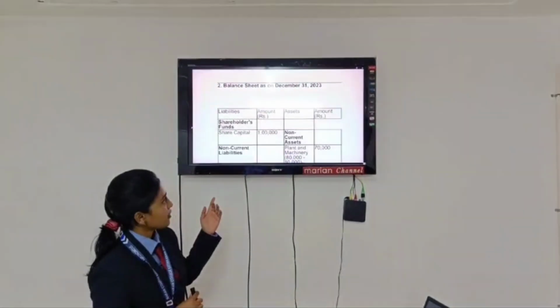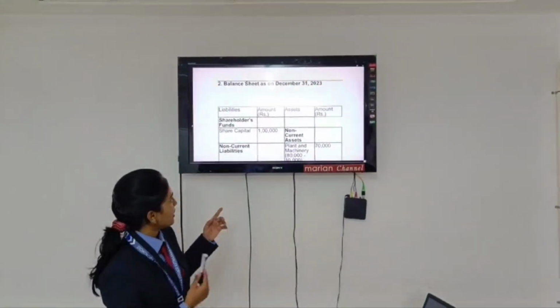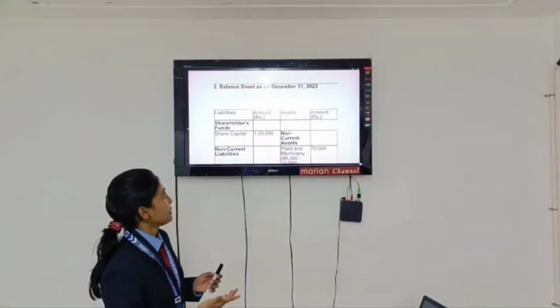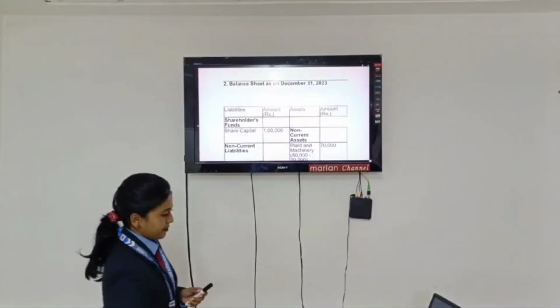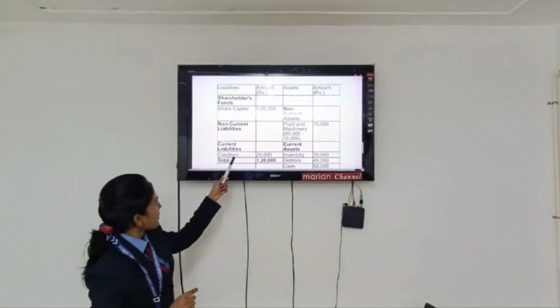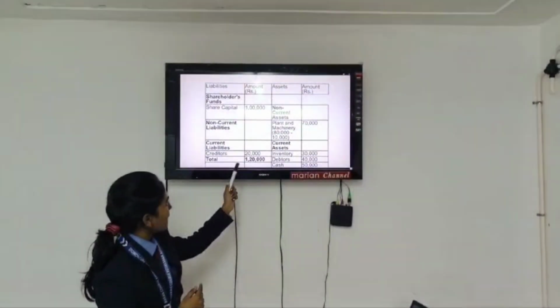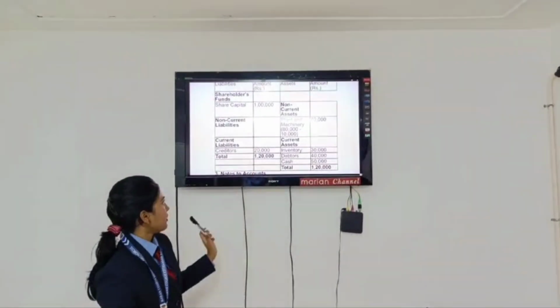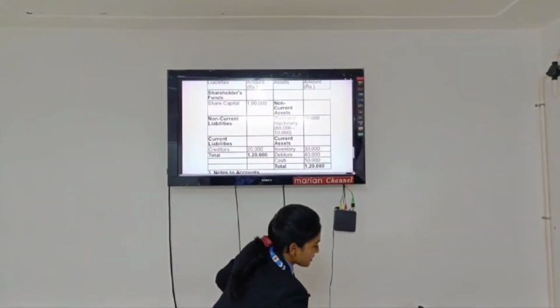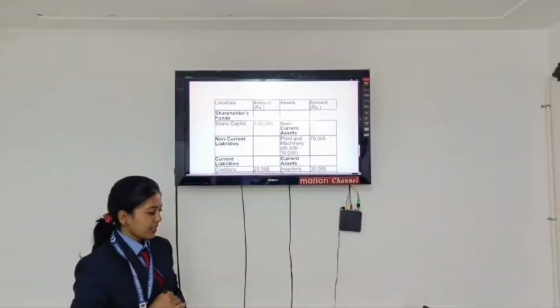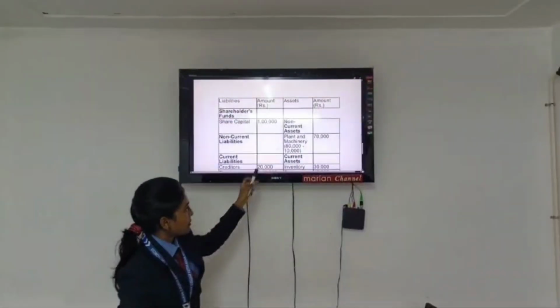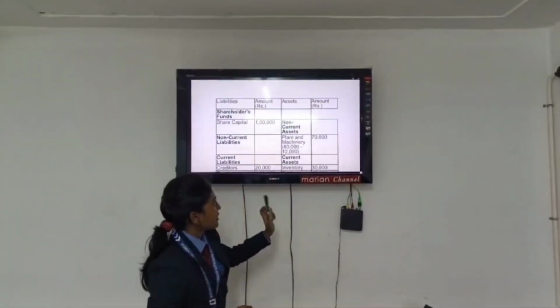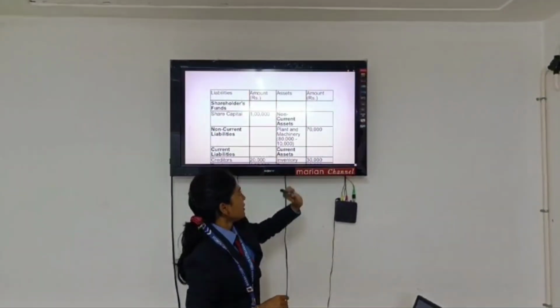This is the balance sheet of our XYZ company for the year ended 31st December 2023. These are our liabilities. Share capital is rupees 1 lakh, and our current liabilities are only creditors, 20,000. So we come to the assets. They have plant and machinery. It costs 80,000. After deducting our depreciation, it's 70,000.